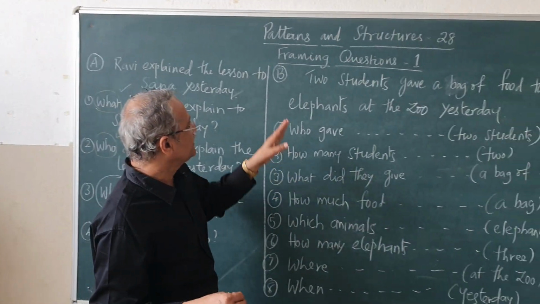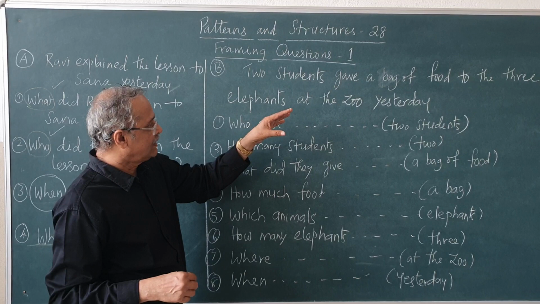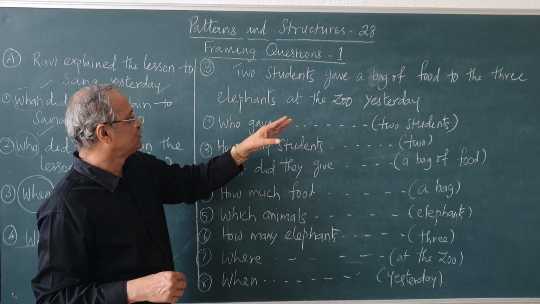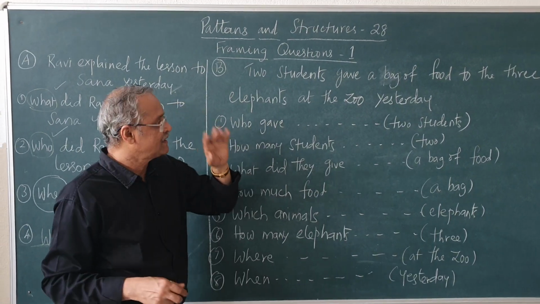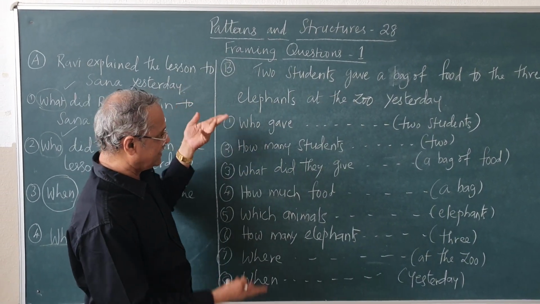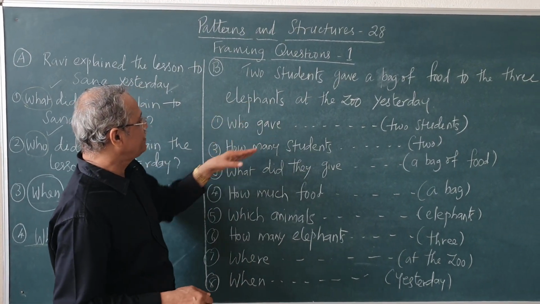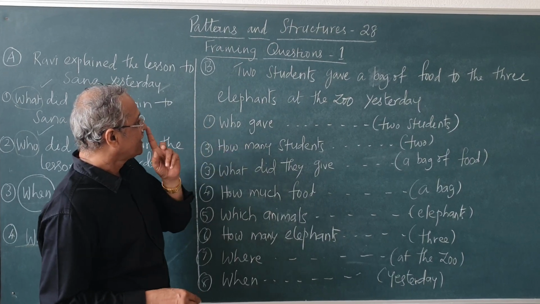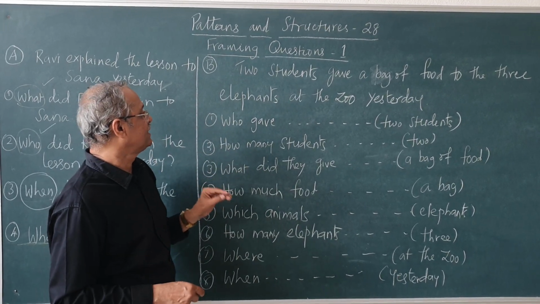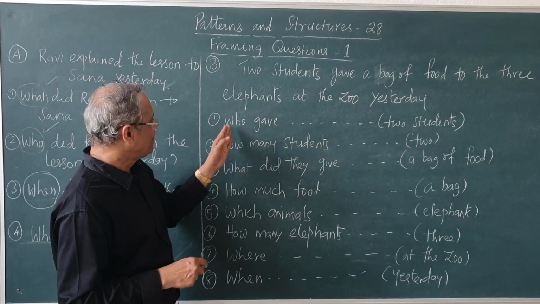Here you see this sentence is a longer one. 2 students gave a bag of food to the 3 elephants at the zoo yesterday. This is a sentence. So, how many questions can we make? We can make a lot of questions, but some examples. Children will be able to frame questions on the basis of this sentence. Who gave a bag of food to the elephants at the zoo? 2 students. So, who gave?